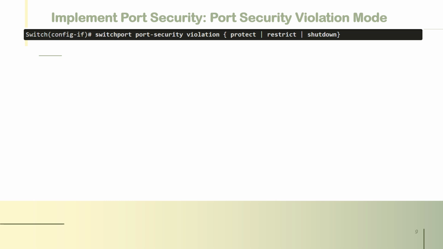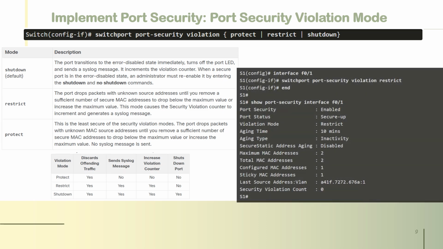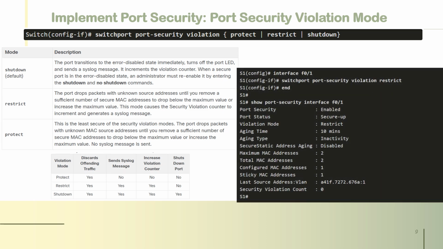And these violation mode descriptions are here in this table. And here we have the security violation mode comparison. Here we show an example of an administrator changing the security violation to restrict. The output of the show port-security interface command confirms that the change has been made.